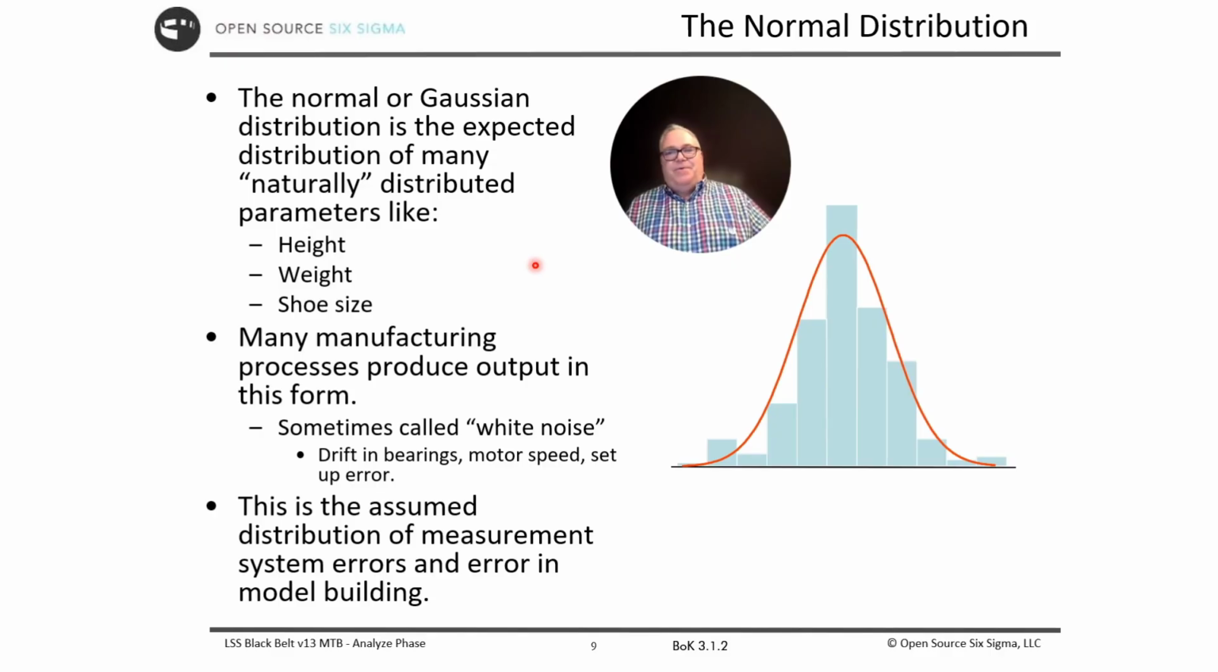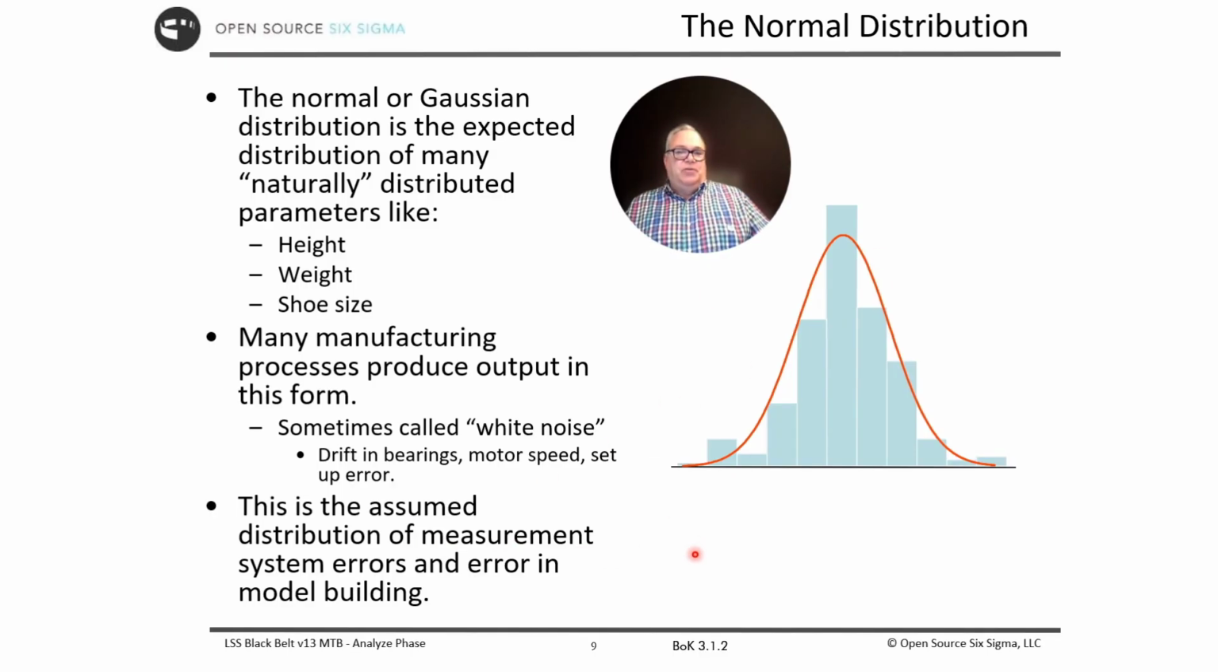So if I were to sample a room full of folks, as long as I don't have some basketball players, I'm going to get a nice distribution of heights or weights or shoe sizes or inseams. Those follow a nice bell-shaped curve. Manufacturing processes, so we sometimes call it white noise: the drift in the bearings, the motor speed, setup errors. Over time, when I create my histogram of my output, it's going to follow this normal curve.